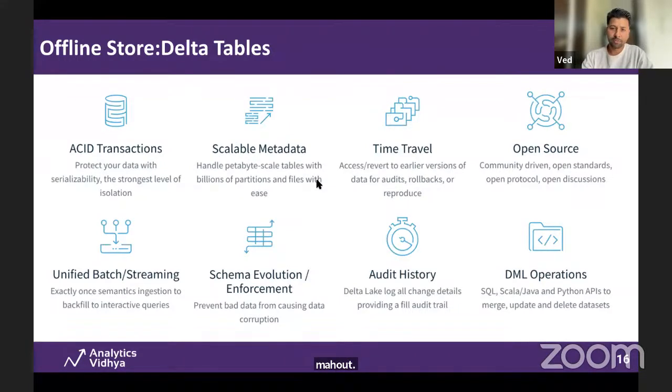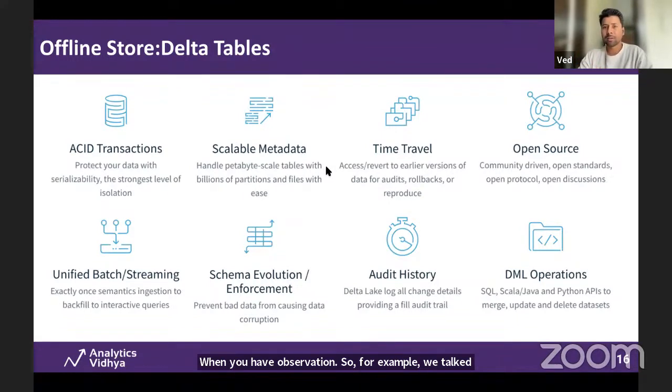What are the differences between features and matrix dimension? Features are basically what you have when you have an observation. So for example, we talked about predicting whether a transaction is fraud or not. When we talk about attributes of a transaction, it might be where it is originating from, what the time is. So these are all features for this transaction.